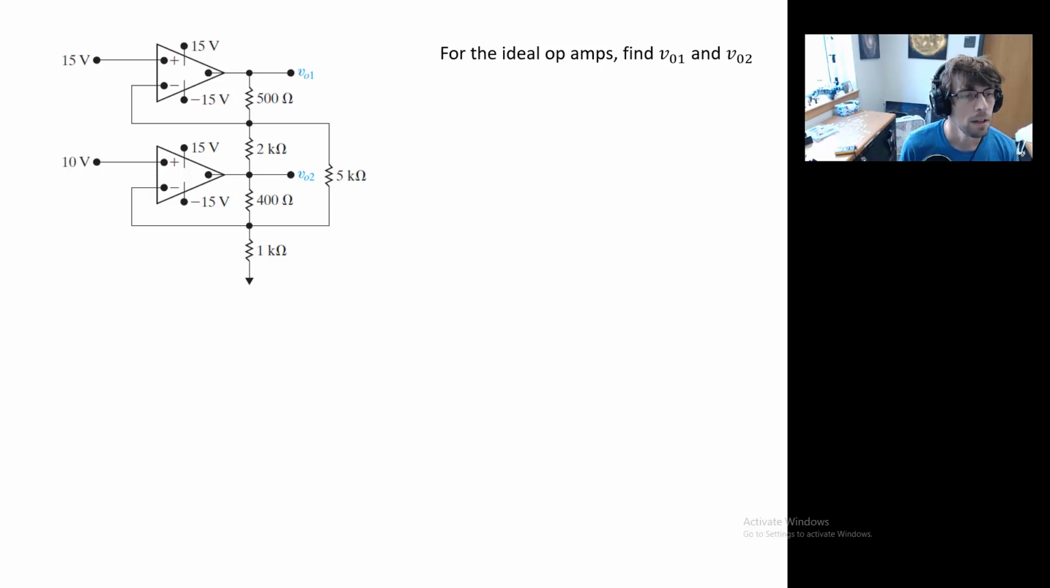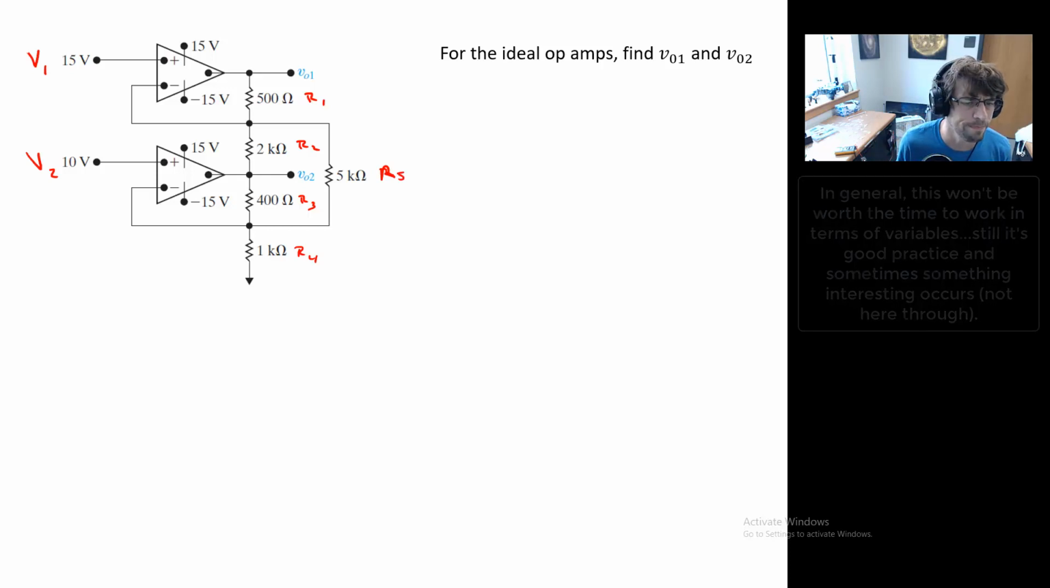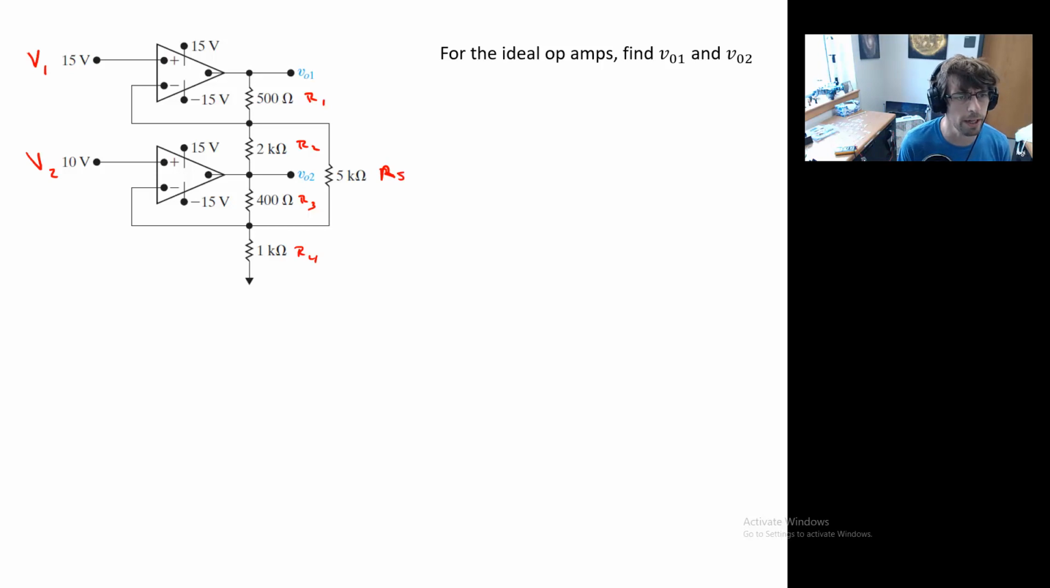Okay. So just for the sake of argument, I will do this in terms of variables, so that we can get a feel for that as well. I'll call these R1, R2, R3, R4, and R5. Now I realize you probably already have your answer, and we can check the variable form and make sure that everything works out here.